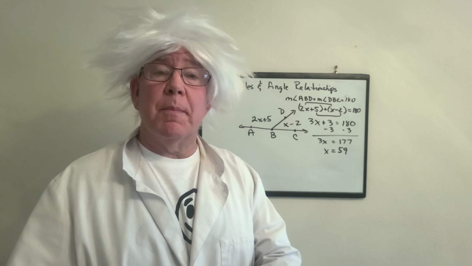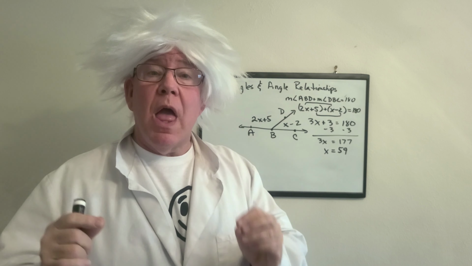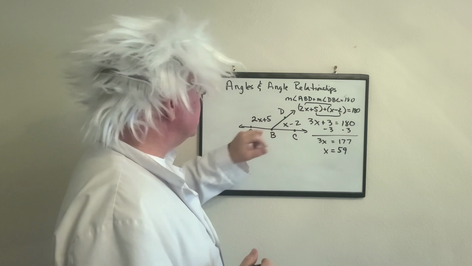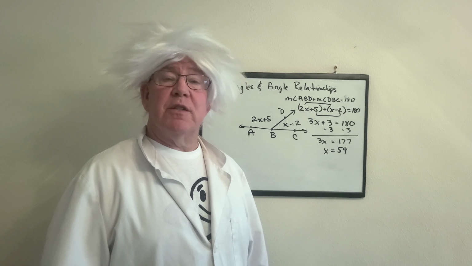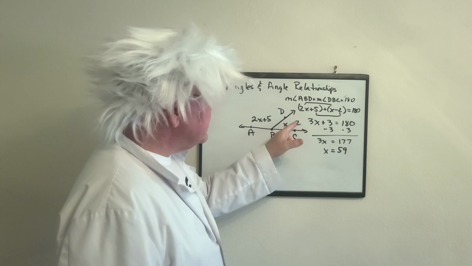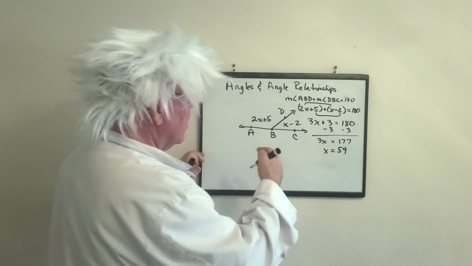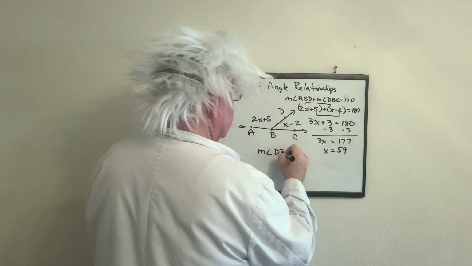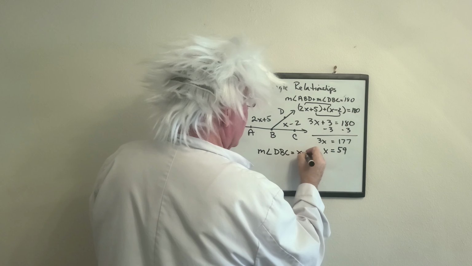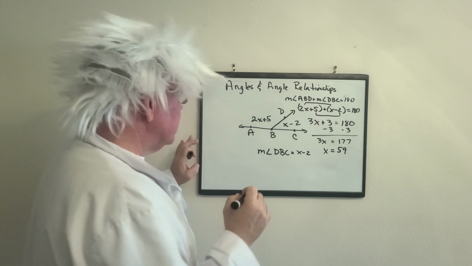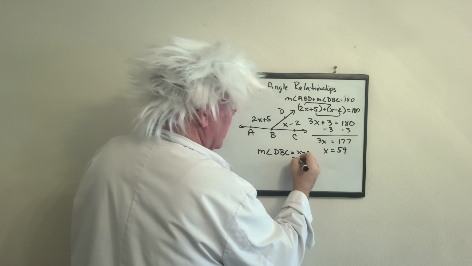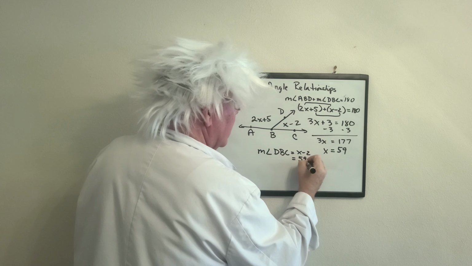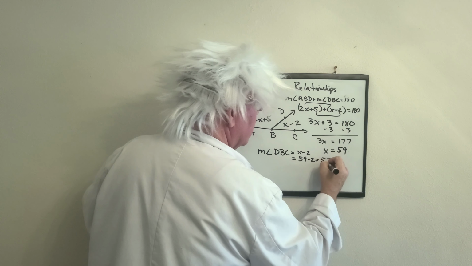No, Kimosabi, no. You now need to take your x and plug it into these two, and you go, oh, dude, that's going to take too much. I'll give you a shortcut. Let's take the easiest one, okay? So we now have the measure of angle DBC equals x minus 2. So watch this. We're going to take x minus 2, which is 59 minus 2, which equals 57.